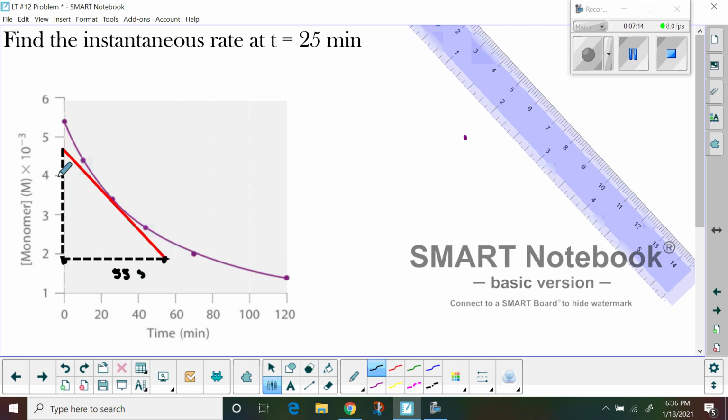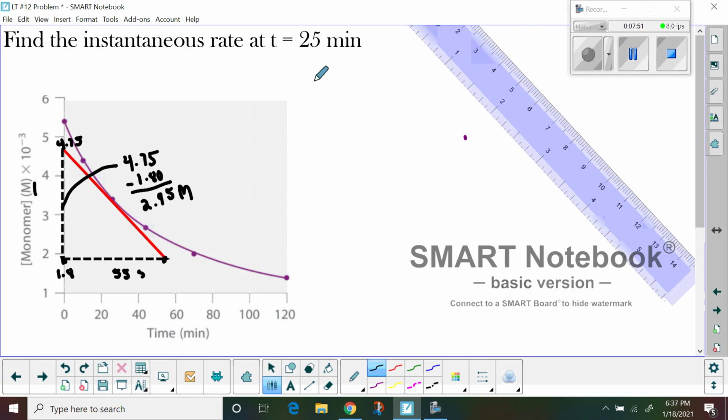And then I'm going to estimate my change in concentration. And this is moles per liter. That's what big capital M stands for. I'm going to say that this is about 4.75 there. And I'm going to say that this is about, let's say, 1.8. So this rise is going to be 4.75 minus 1.80. And I'm going to have a change in my rise of about 2.95 moles per liter.